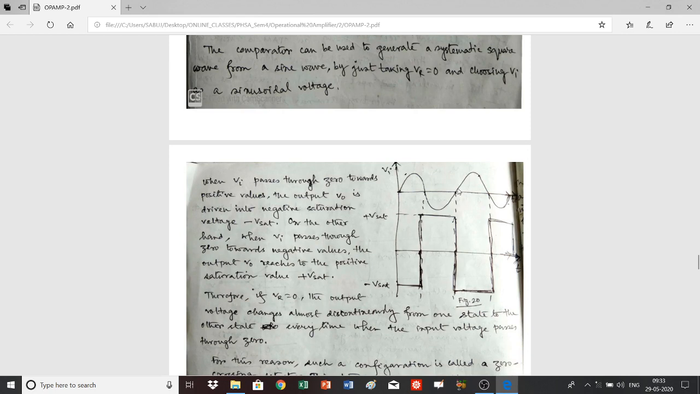And further, in the case of this cycle, the output will be at the negative saturation value. So in this way, a sinusoidal wave can be converted to a square wave.